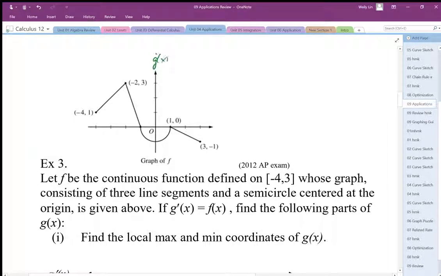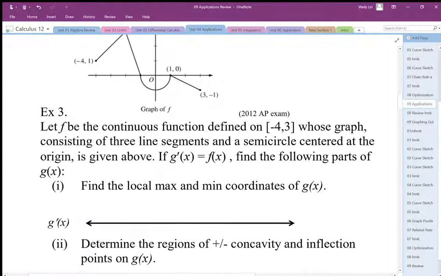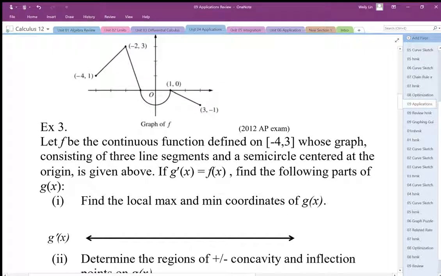So again, we're given a derivative function, which means that when it changes direction, that must be an inflection. Where it hits 0, those are max and mins, or potential max and mins. So find the local max and min of G. Okay, so local max and min are going to be determined by those.